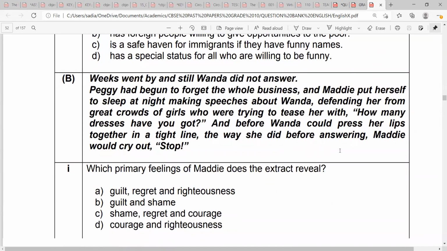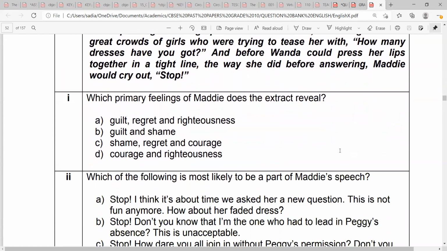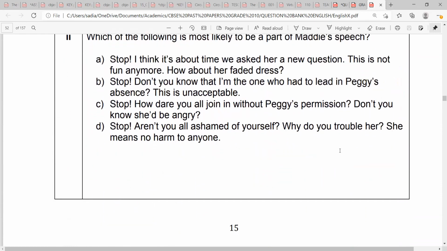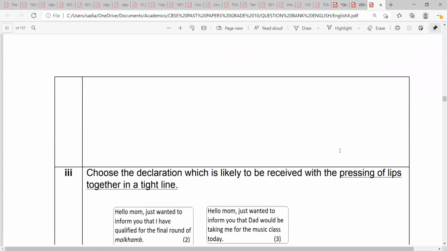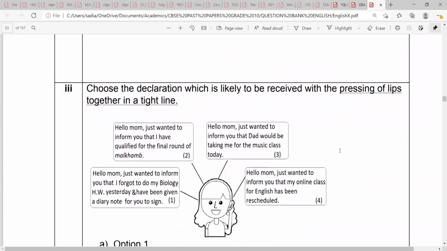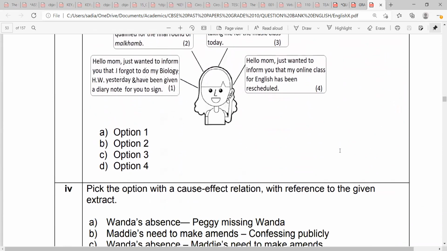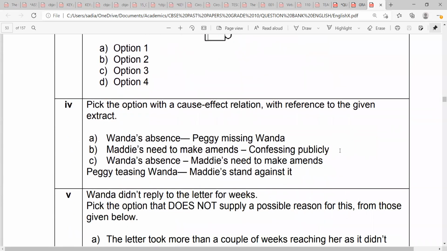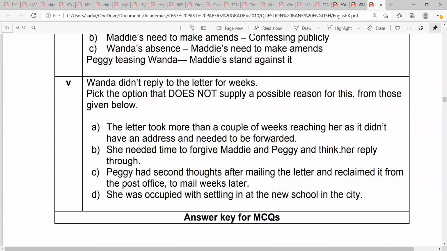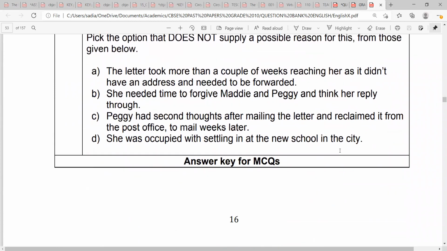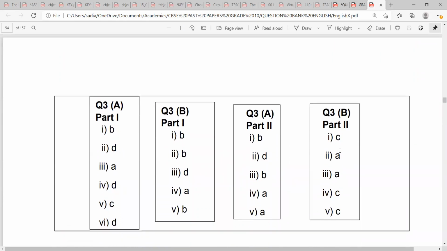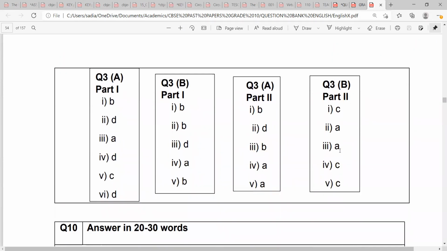The next text and the questions based on the text. Look at the declaration, mind map, the options, select, read the question. Now the answer key to the questions that you have just attempted. Read very carefully, self-correct your answers. And now we have subjective questions.